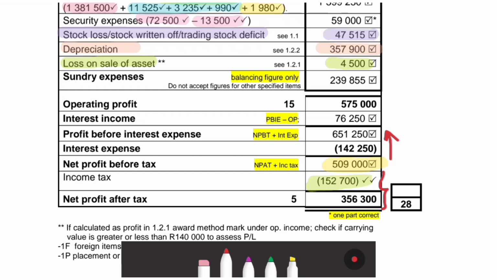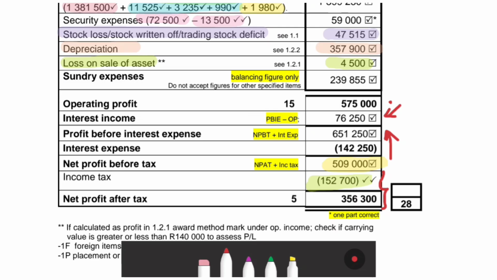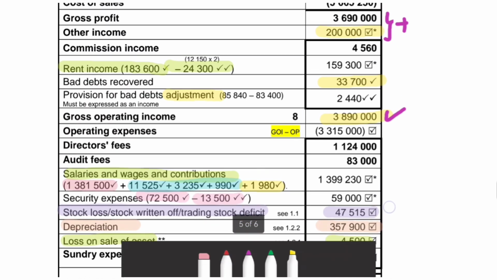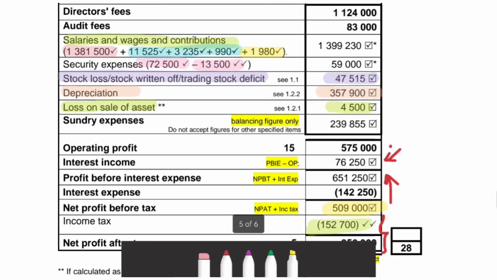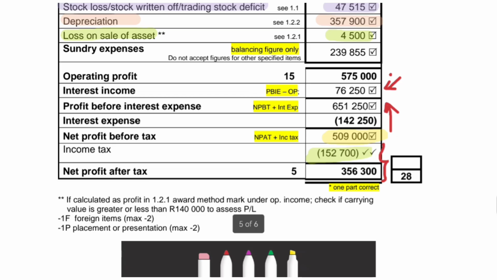Now that we have the profit before interest expense, we are given the operating profit, so we can use these two. The difference between these two would give us the interest income. We're just using the information that we were given to work out the other missing information. There's no adjustment here, just making use of the layout of the income statement as we know it to work out the missing figures, okay?